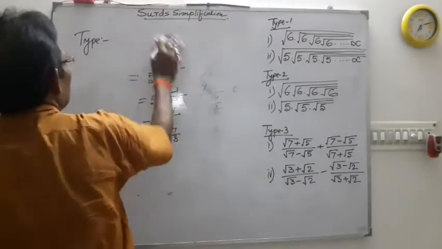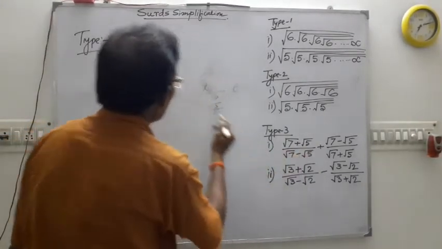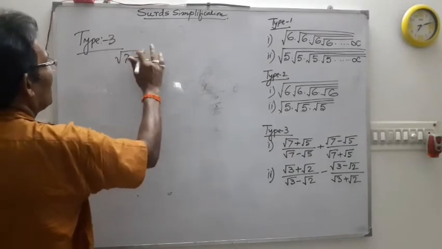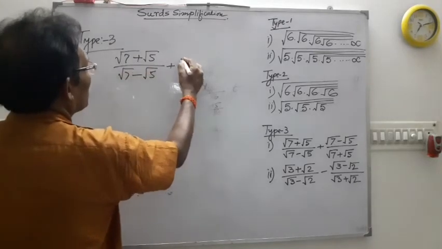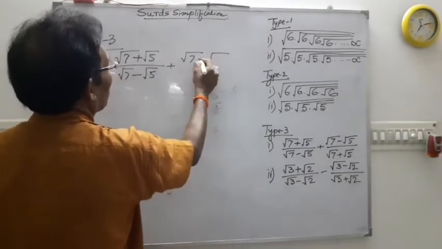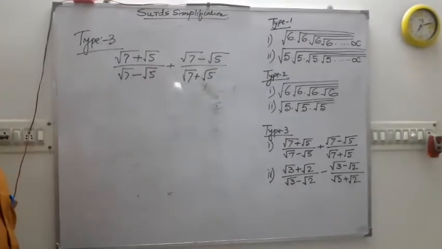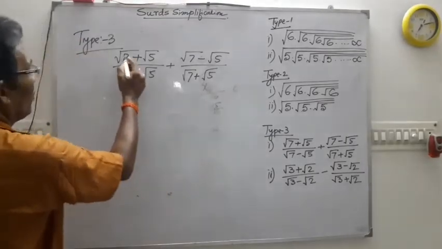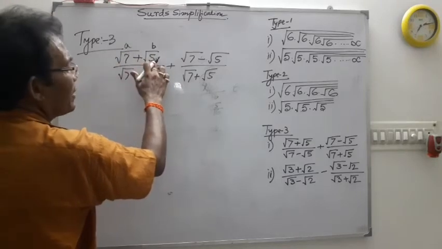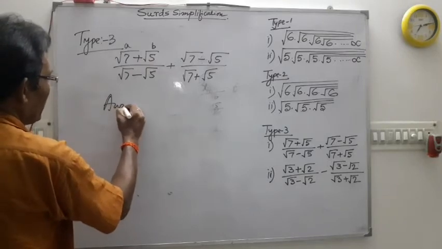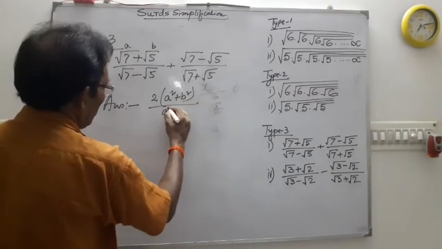Now type 3. Type 3, this type of sums: 7 minus root 5 divided by 7 plus root 5, plus 7 plus root 5 divided by 7 minus root 5. For this type of sums, the tricky method is, suppose this is A and this is B. So the answer will be 2 into (A square plus B square) by (A square minus B square).